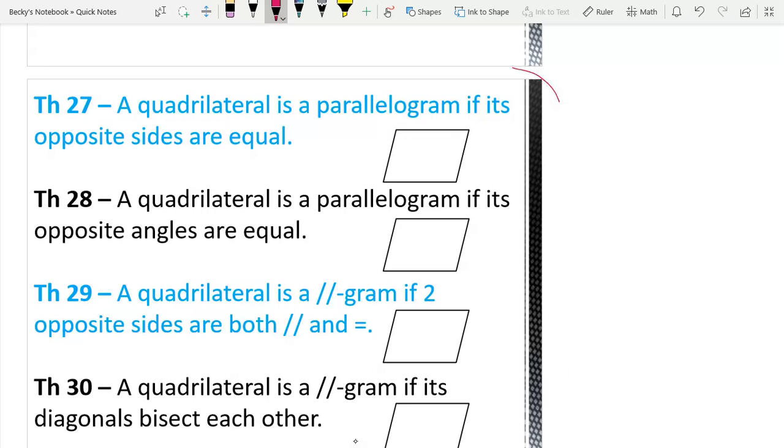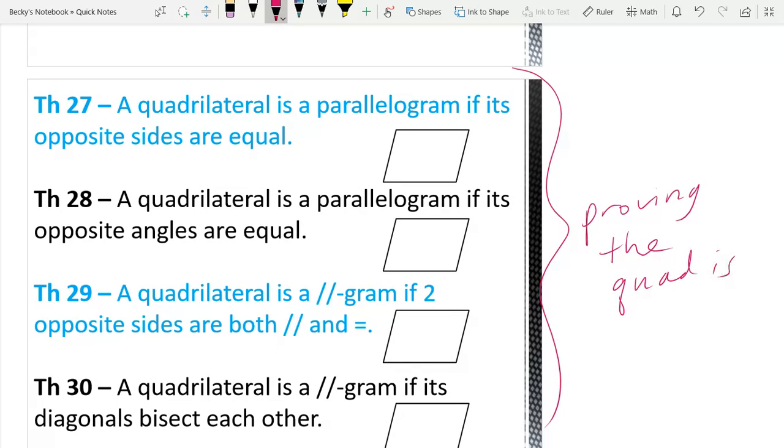On this one, we are proving the quadrilateral is a parallelogram. So we don't know it is in the beginning. On this one, if these opposite sides are equal, right away say, boom, yes, it is a parallelogram. Theorem 27 is your justification.